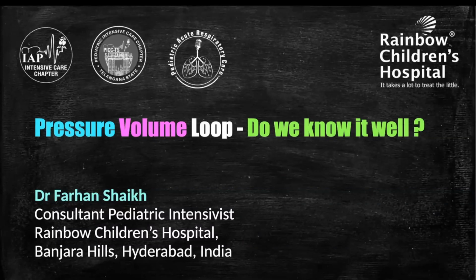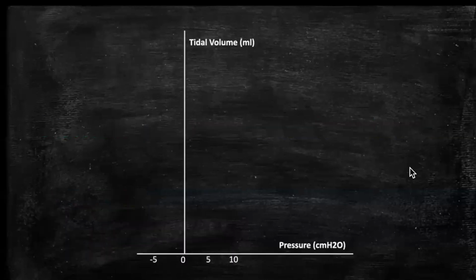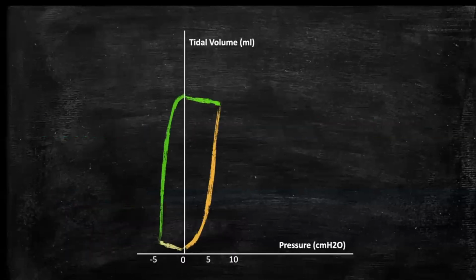To start this presentation on pressure volume loop, do we really know it well? Because we use PV loop every day on our normal mechanical ventilations, and we know now that the normal PV loop looks like this in a spontaneously breathing patient, with negative and positive deflection, because during inspiration we generate a negative pressure and then a positive pressure.